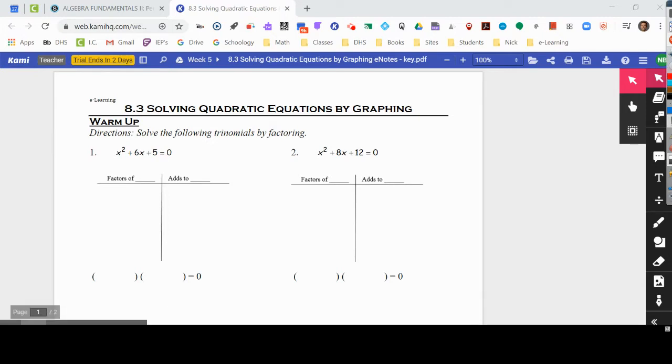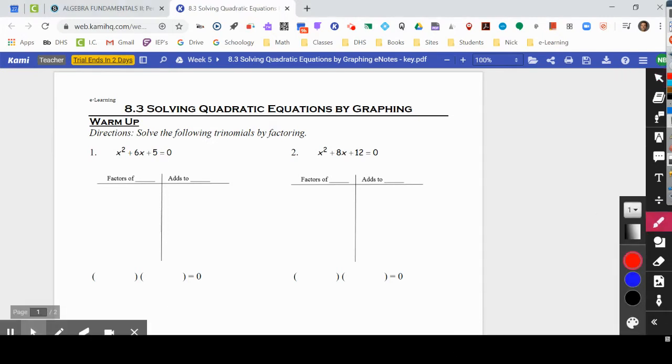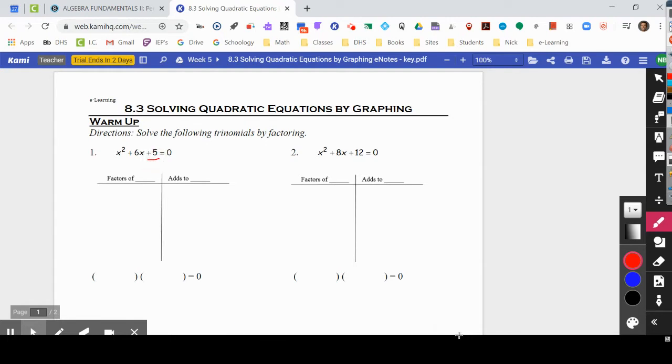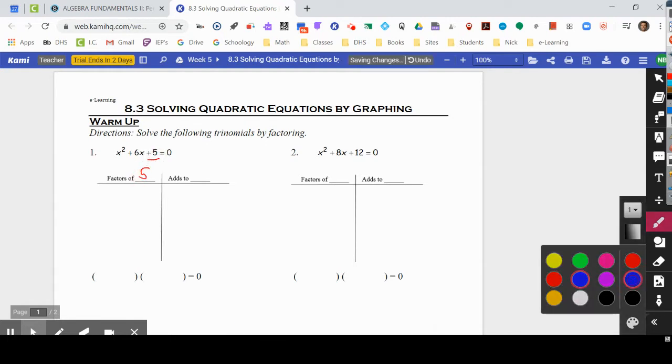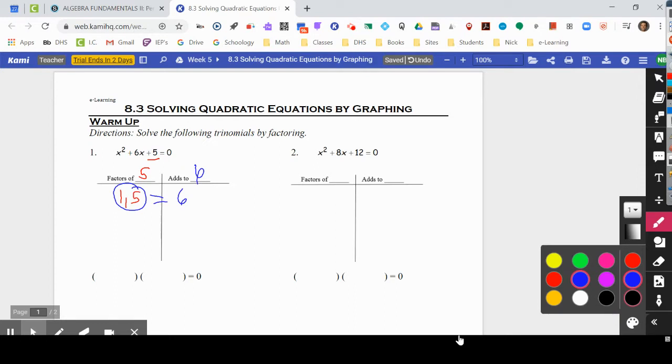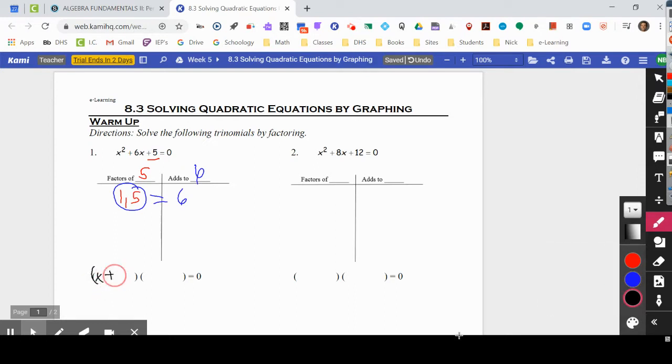Now let's see how you did. For the first one, we get x squared plus 6x plus 5, so we want to find factors of 5 that add to 6. Factors of 5, I just have 1 times 5, those are my only factors of 5, and 1 plus 5 equals 6. So that is my factor pair that needs to go into my parentheses. It's going to be (x plus 1) times (x plus 5) equals 0.